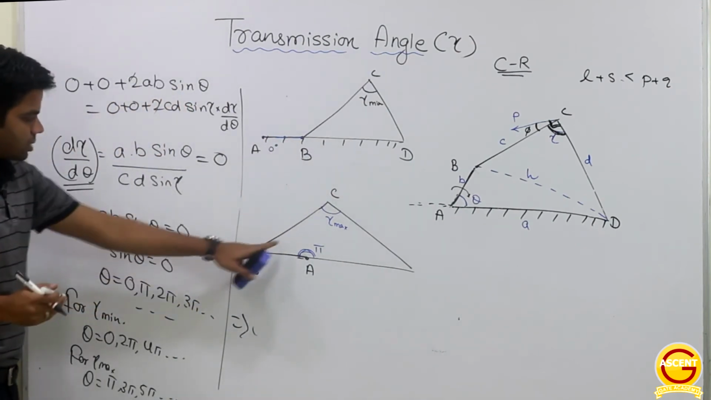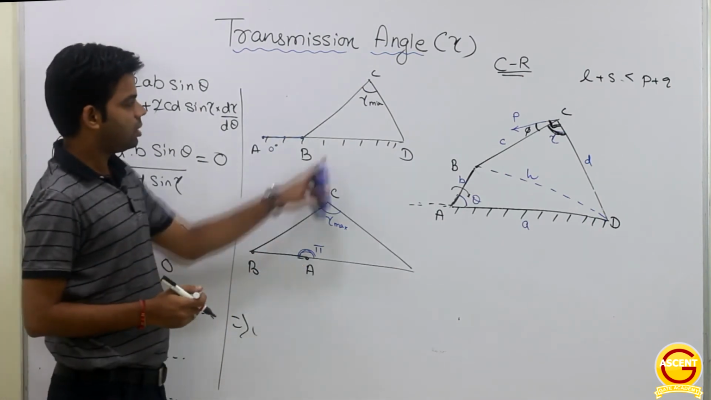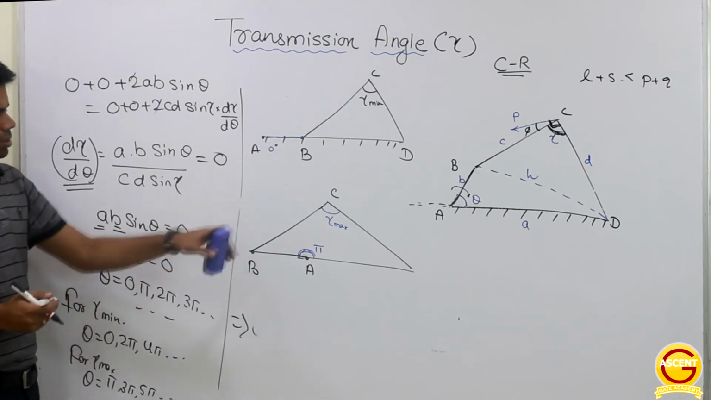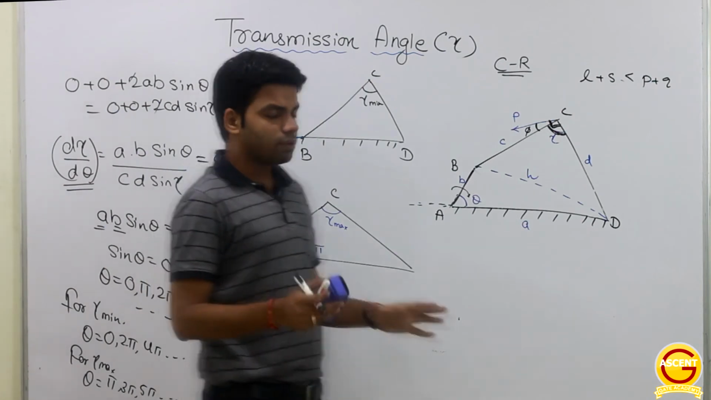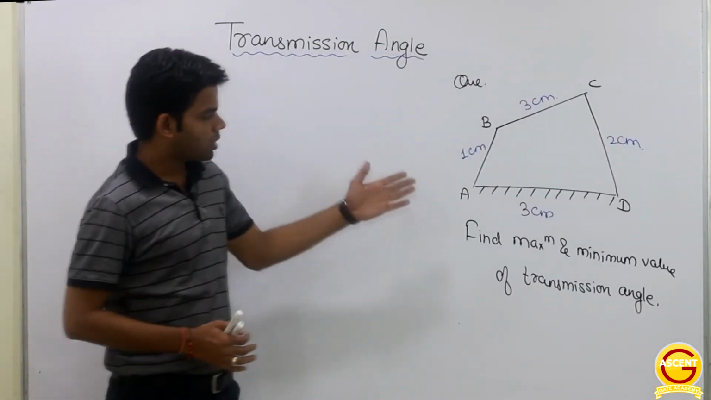Okay, so for theta equal to pi, 3 pi, 5 pi, 7 pi, we will get gamma maximum. For theta equal to 0, 2 pi, 4 pi, and so on, we will get gamma as minimum. Clear or not? Okay, now we will solve one question for this particular transmission angle. So now we will solve this question.